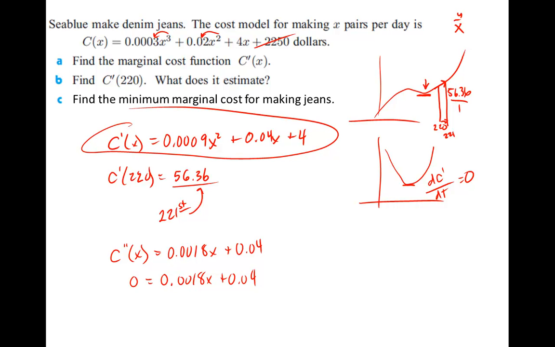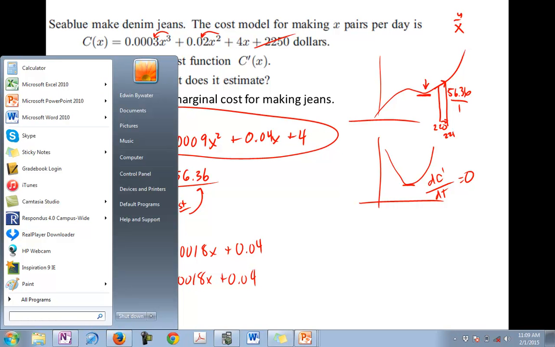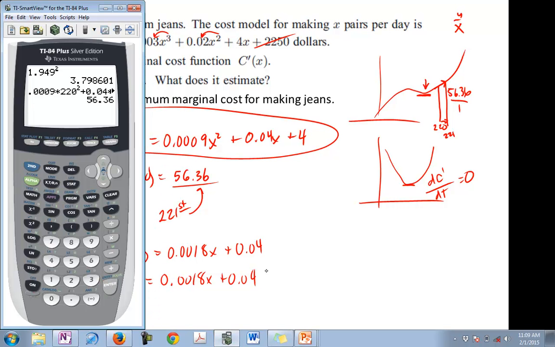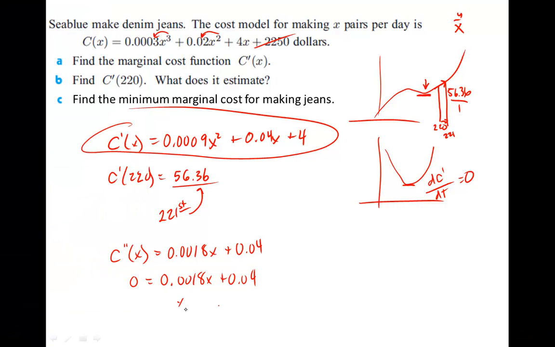All right. And if I solve for that, then I'm going to end up getting a negative number, which doesn't help me at all. Oh, sorry, there's the calculator. There we go. And so I subtract the 0.04, and that's now going to be negative, because I subtract it to the other side. And then I'm going to divide by 0.0018. And I get negative 22.